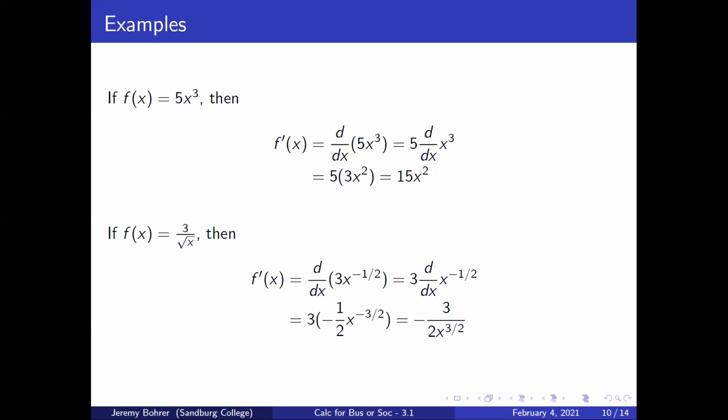If f of x equals 3 over the square root of x, then f prime of x equals the derivative with respect to x of 3x to the negative 1/2, which is 3 times the derivative with respect to x of x to the negative 1/2, which is 3 times negative 1/2 x to the negative 3/2, which is negative 3 over 2x to the 3/2.